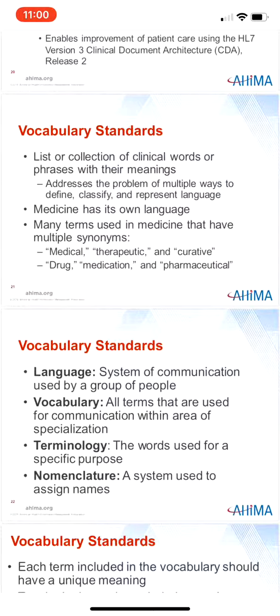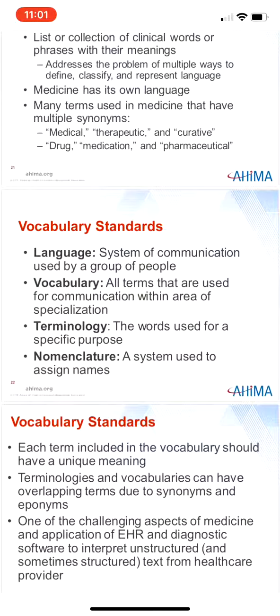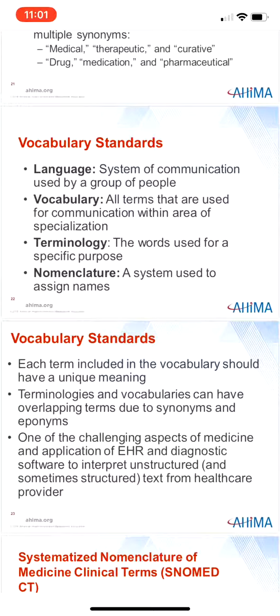Medicine has its own language. There are many terms used in medicine that can have multiple synonyms. For example, the terms medical and therapeutic, curative and drug, medication and pharmaceutical can be used relatively interchangeably. The use of synonyms can make it difficult to identify patients with a specific disease or condition. Several terms fall into the concept of vocabulary standards, including language, vocabulary, terminology, and nomenclature. So some of these should be very familiar to you from health records.